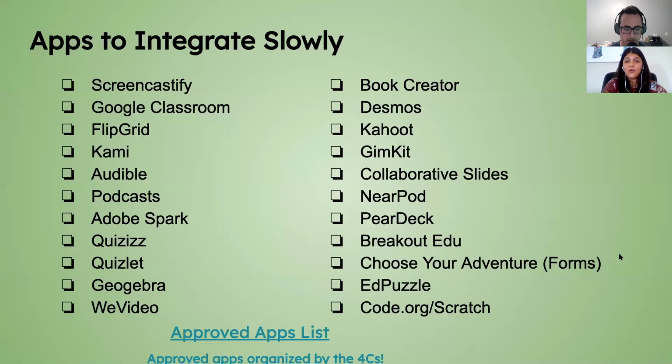And then we have a huge list of apps that are approved in our district that you can use. All of these applications have been approved. You can also check our approved apps that are listed on our Tech and TUSD website. That way you know that every single program that you're using with your students has been vetted for safety, privacy, and security.